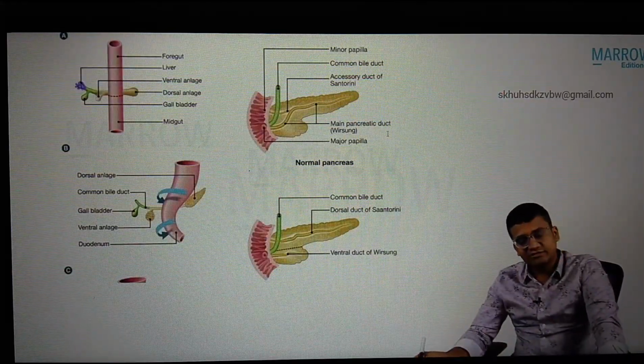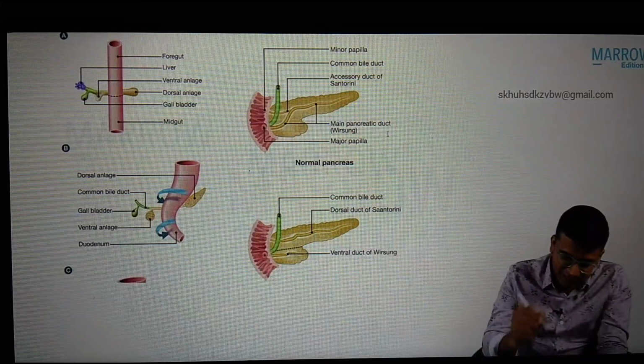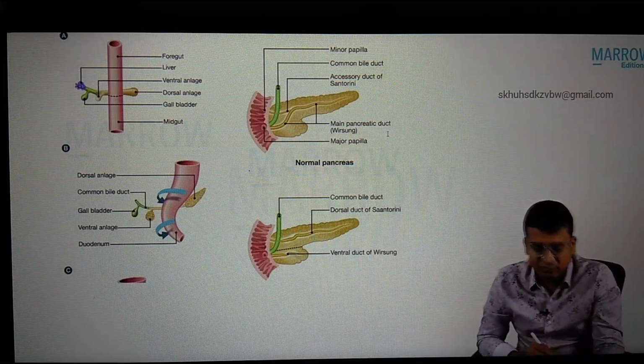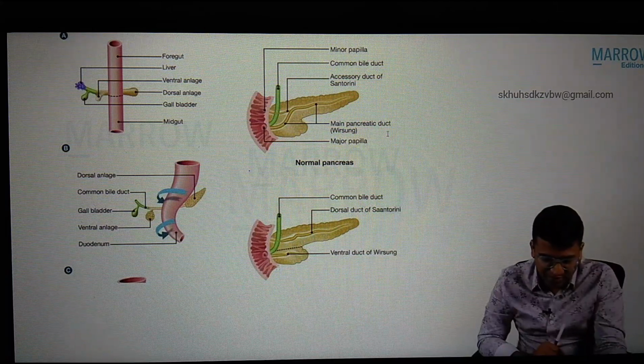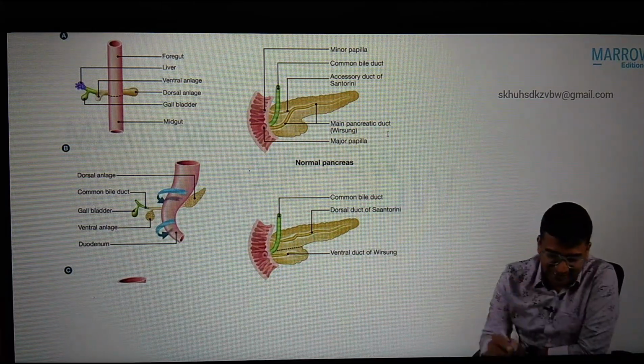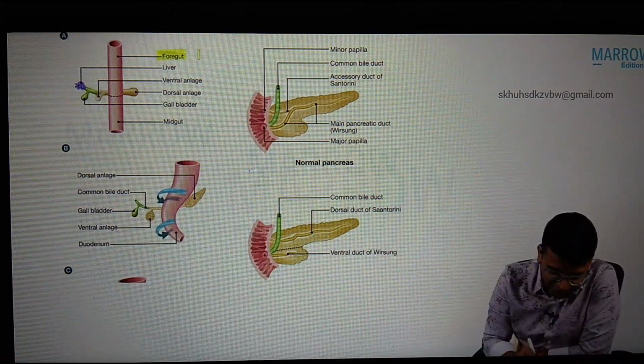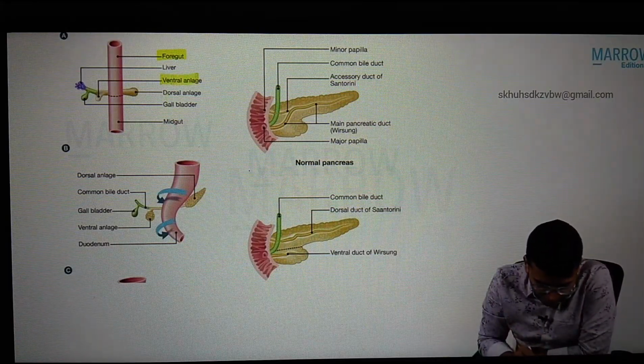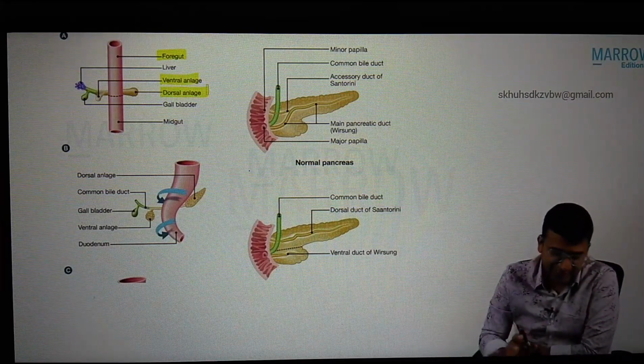Next, pancreas, development of pancreas. Now, see here. Pancreas is coming from the pancreatic bud. We have two buds, ventral bud and the dorsal bud. Now, see the diagram? The diagram, yes, this is a foregut tube. Now, in the foregut tube, we have the ventral pancreatic bud and the dorsal pancreatic bud.